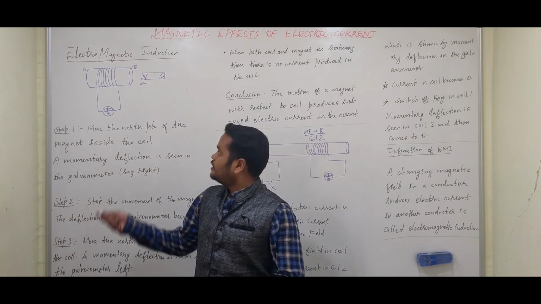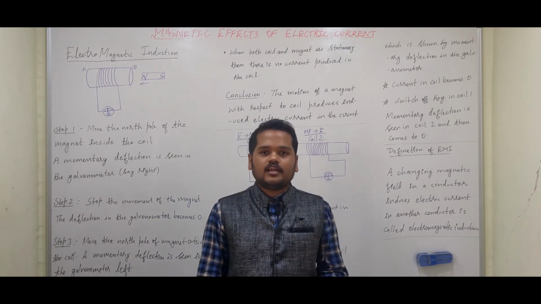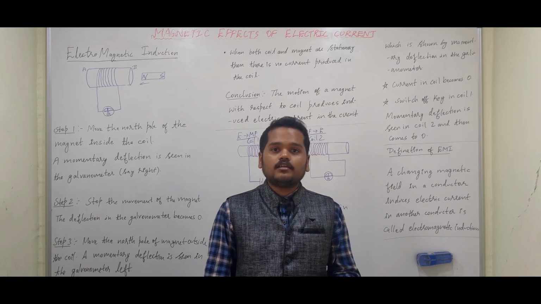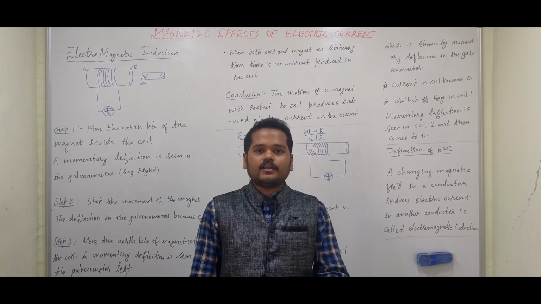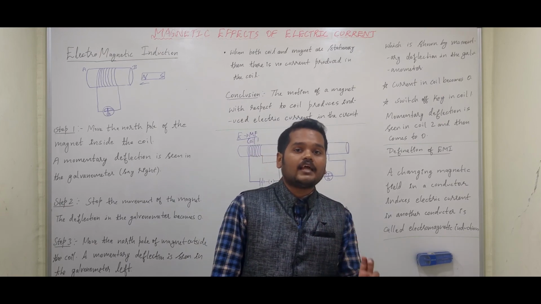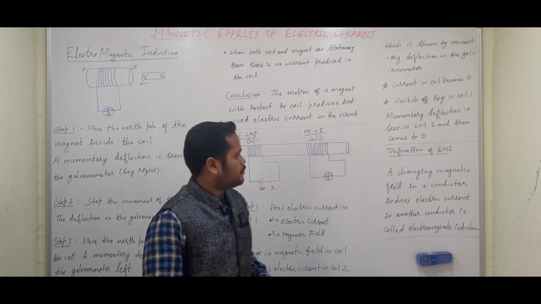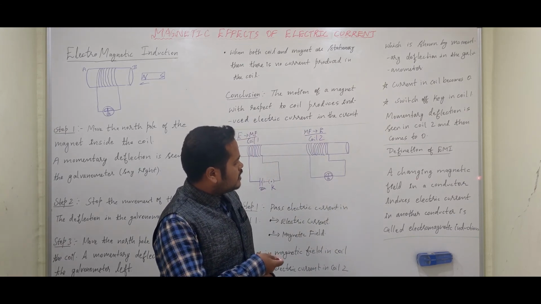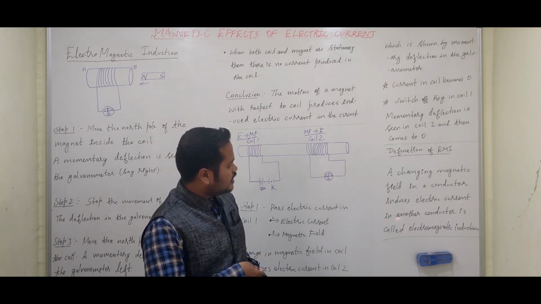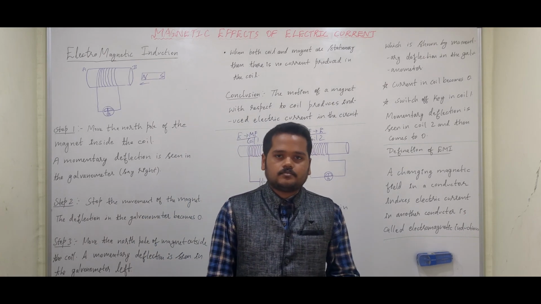From this we can define electromagnetic induction as the moving magnetic field in coil 1 inducing electric current in another coil, or a moving magnetic field produced in one conductor inducing electric current in another conductor, which is called electromagnetic induction. A changing magnetic field in a conductor inducing electric current in another conductor is called electromagnetic induction.